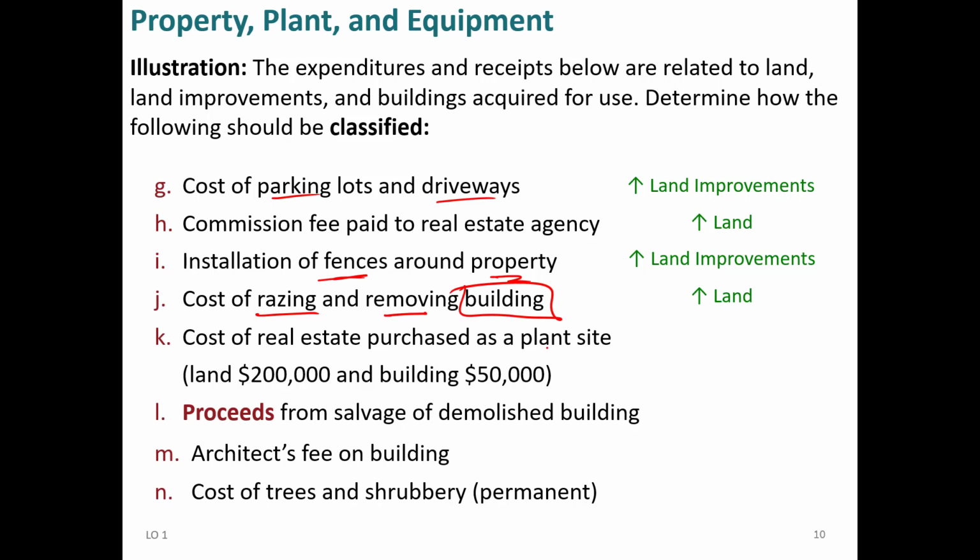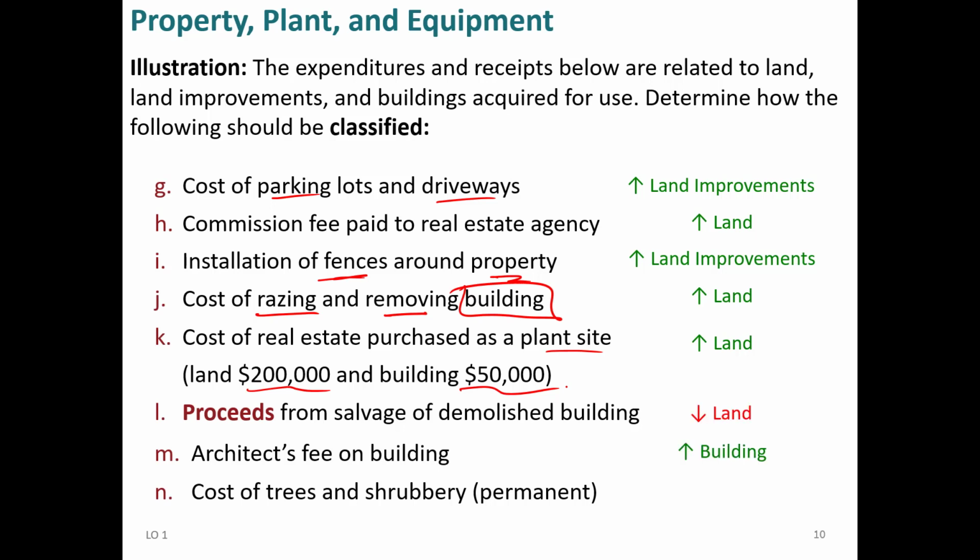Cost of real estate purchased as plant site. Land was $200,000. The building was $50,000. Typically when you buy a house, you're buying both the land and the structure in place. And by the way, the property taxes are assessed on both the land and the structure. So in that case, we just say, hey, that's any type of cost we paid to buy real estate. That's just part of the land. But primarily, we focus on the land and keep the building separate.